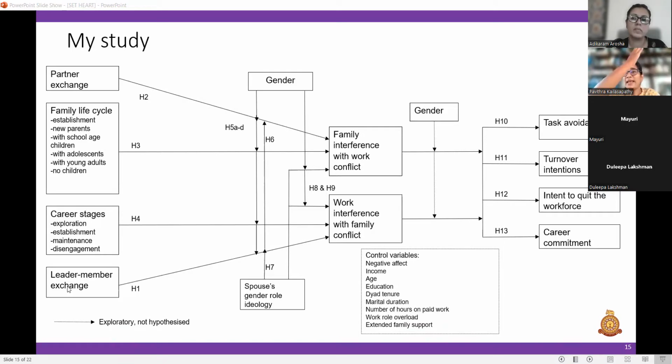So the first part, I'm saying, is social support theory. When you are receiving these resources, those resources help you to reduce your work-family conflict. So for that part of the relationship, I used social support theory to predict a negative relationship between LMX and the work-family conflict.